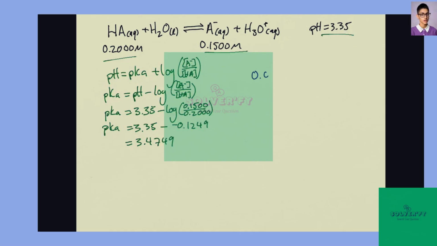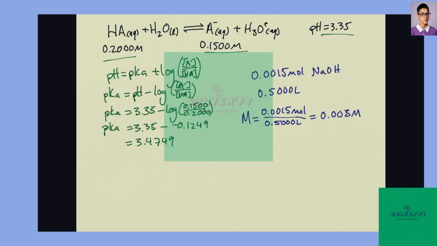Let's say we add 0.0015 moles of NaOH to 0.5 liters of this buffer solution. We can calculate the concentration of NaOH since molarity is moles over liters. So we can divide 0.0015 moles by 0.5 liters and get 0.003 molar NaOH.